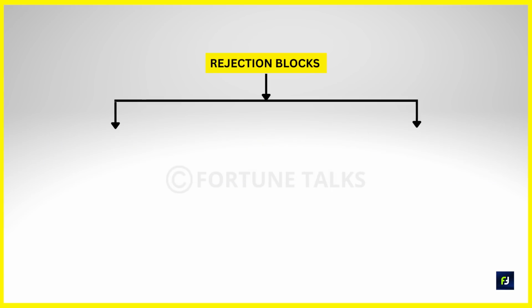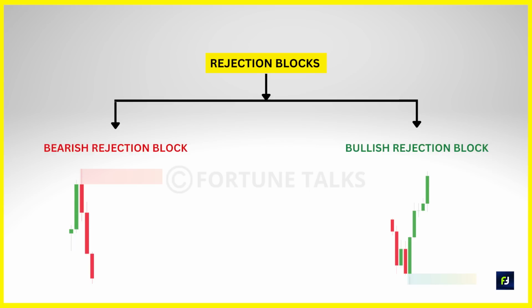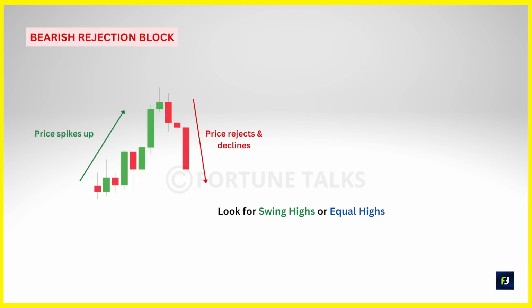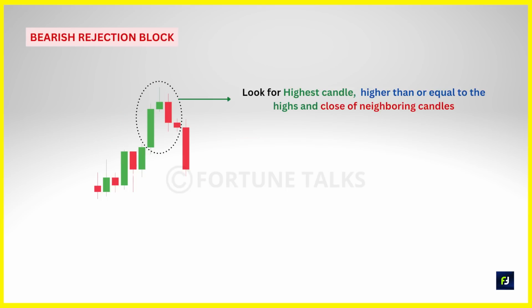Now that we know what to look for in the charts, let us learn to mark rejection blocks in the correct manner. Rejection blocks are classified into two types: a bearish rejection block and a bullish rejection block. The logic for constructing a rejection block is very simple. Let's start with a bearish rejection block. A bearish rejection block occurs when the price spikes up but then falls rapidly, indicating a rejection of higher prices, thereby signaling a potential downward movement. So effectively, we are looking for a swing high, that is, we have to find the highest candle. The high and close price of this candle has to be higher than the high and close of the neighboring candles respectively. In that case, the tail or the wick of this highest candle will be our bearish rejection block.